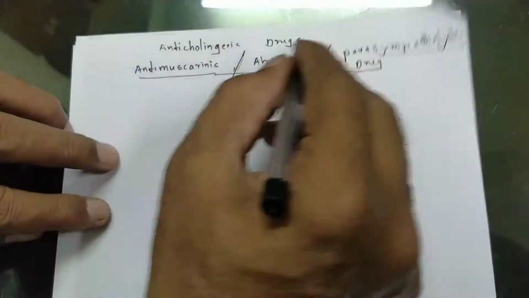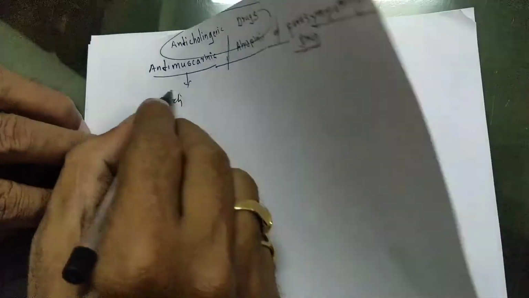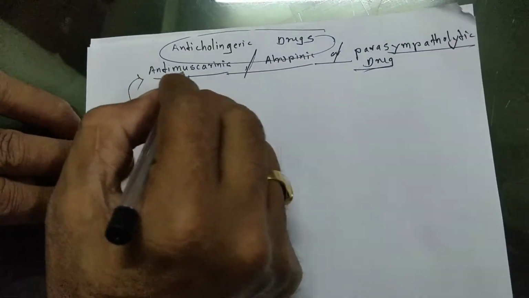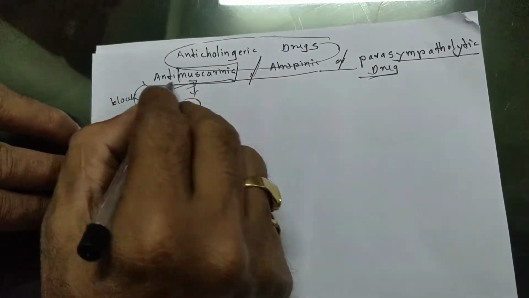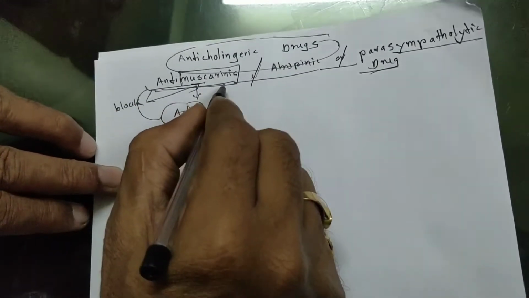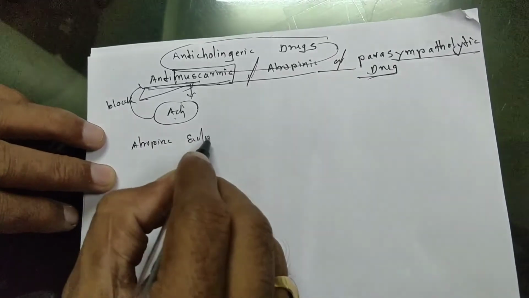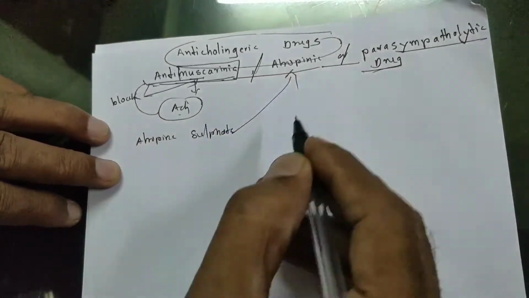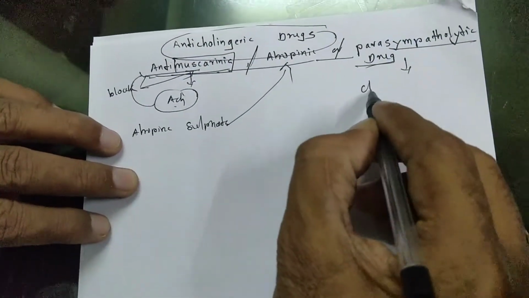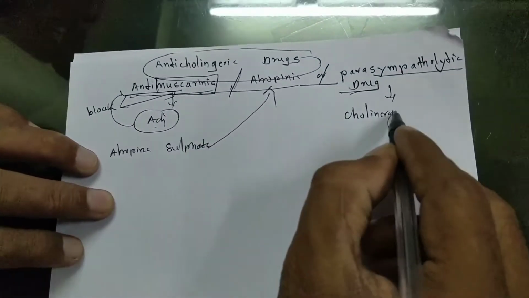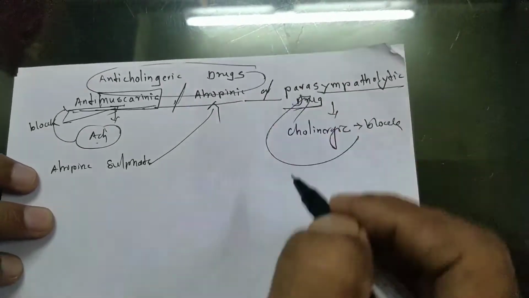Today we discuss anticholinergic drugs. They are called antimuscarinic because they block acetylcholine at the muscarinic receptor. Their prototype blocker is atropine sulfate, that is why they are called atropinic. When the cholinergic action is blocked by the agent, it is called a parasympatholytic agent.